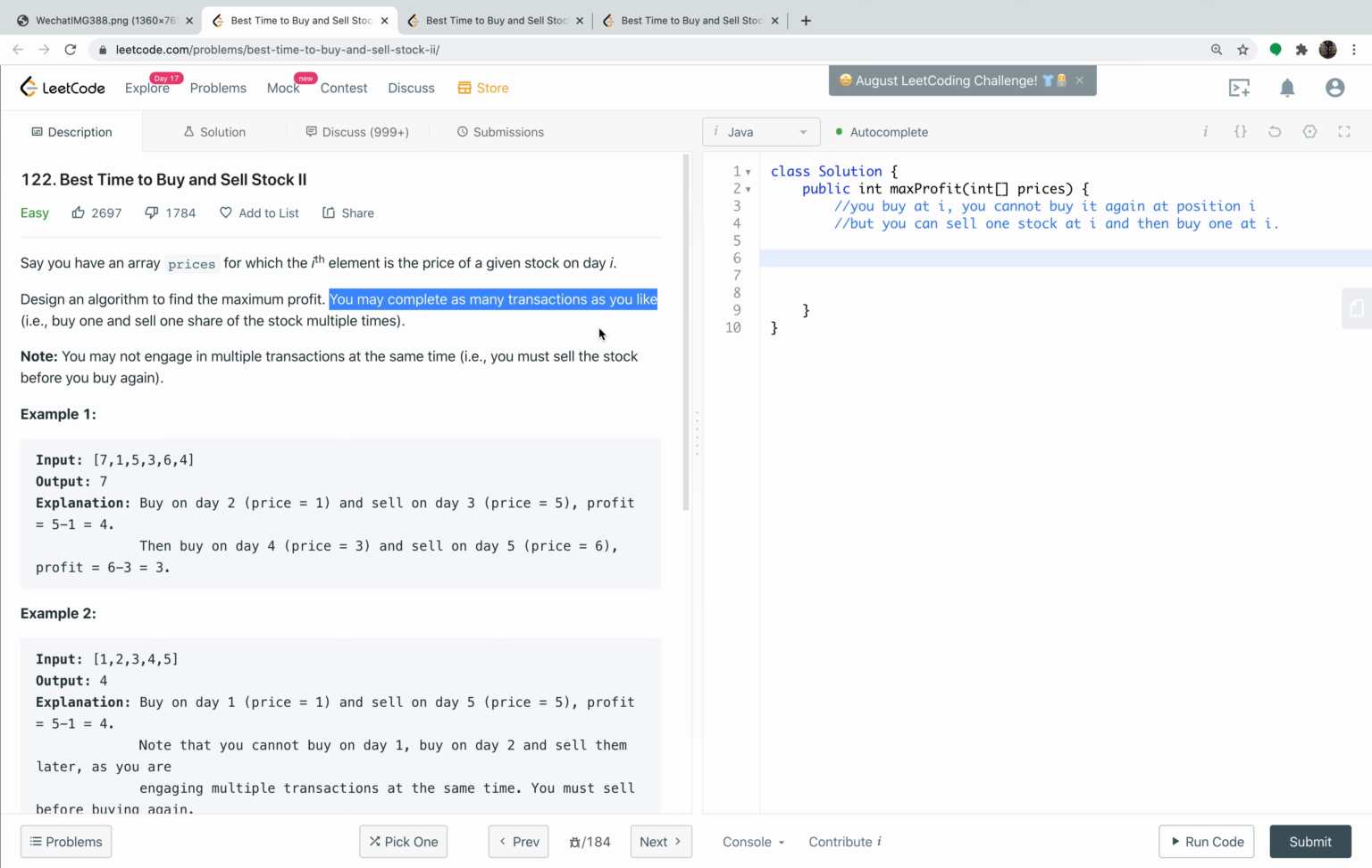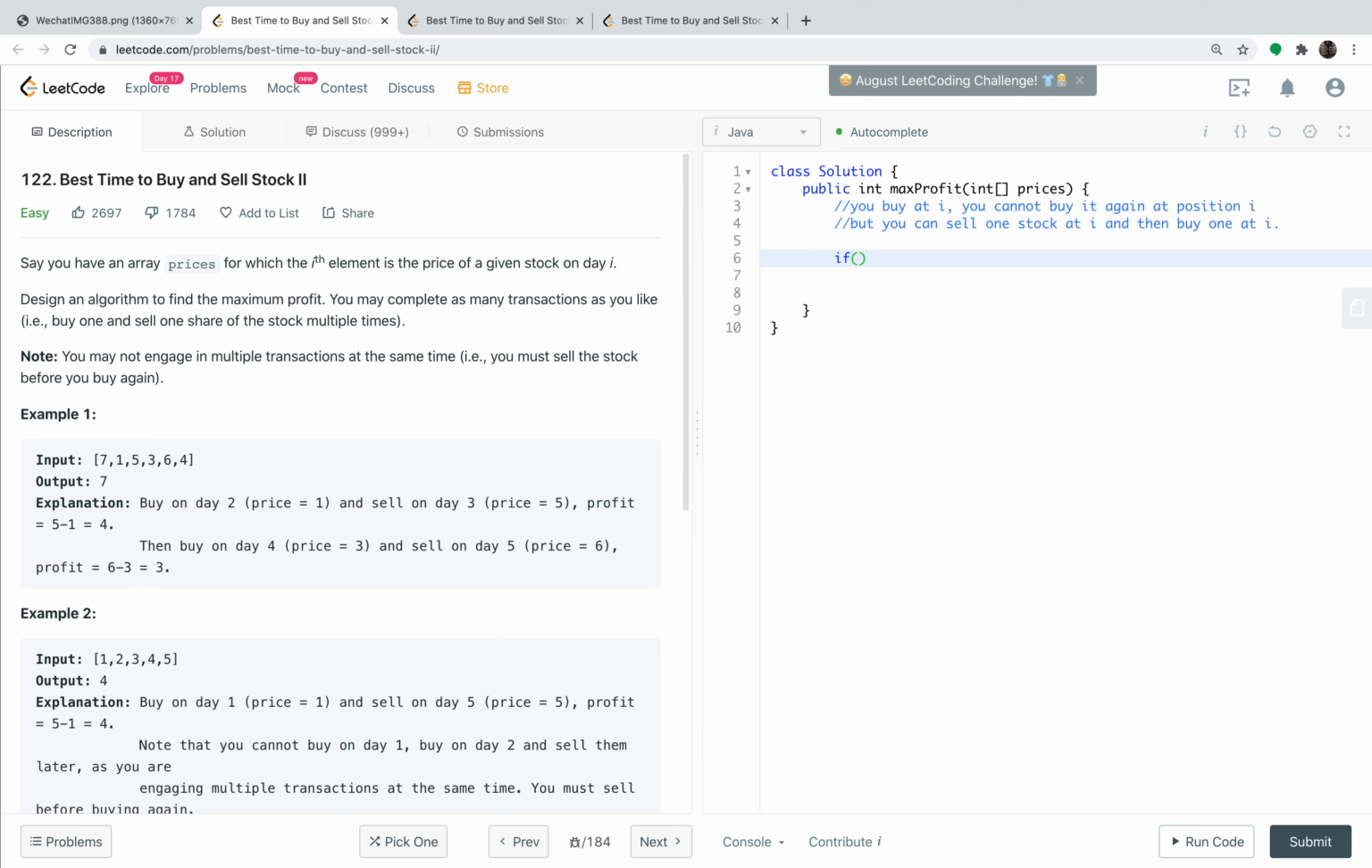comparing the neighbors in the prices, and once the price today is larger than the price yesterday, then you can just add the difference of them, which means you can just buy at a lower price day and sell at a higher price day, such that the accumulated profit is the maximum. So this is also kind of an immediate question.